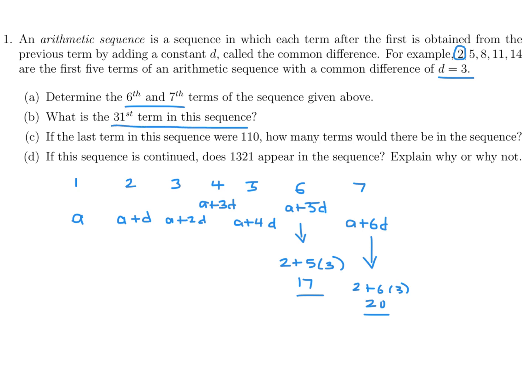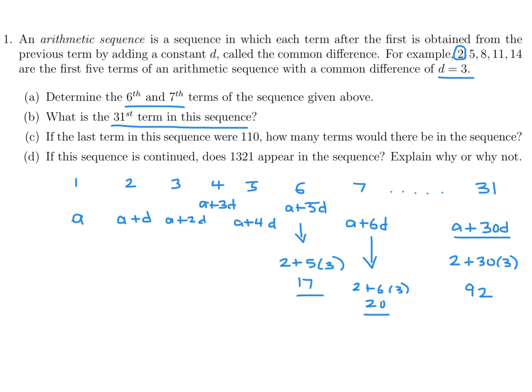B, what is the 31st term? If you go all the way up to 31, 31 would be a plus 30d. So just make sure you get that right. And a plus 30d, well, a is 2, 30 times d, d is 3, so that's 92.